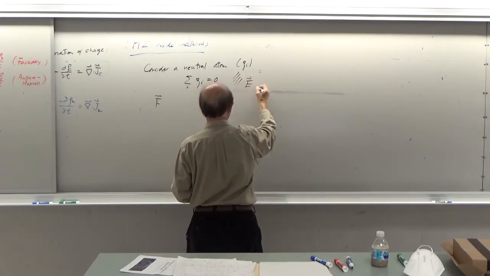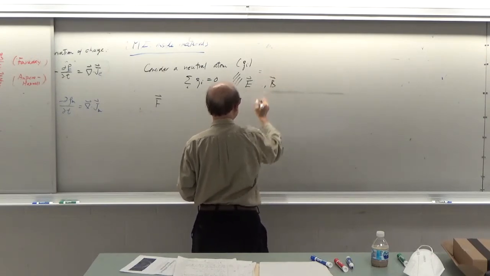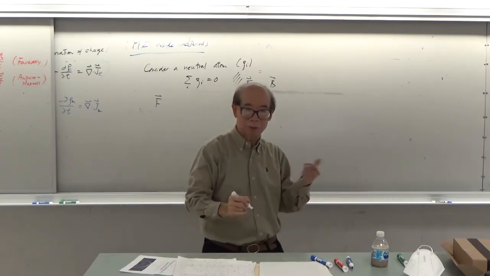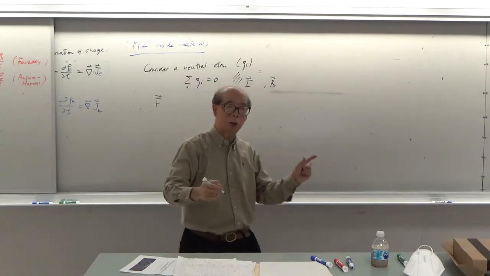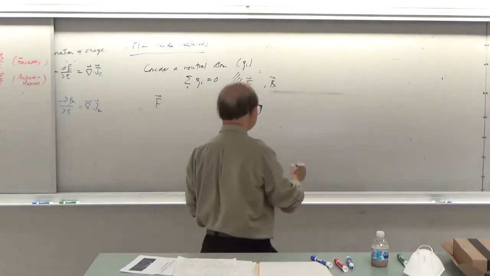electric field E and magnetic field B. And let's consider static fields, not time dependent. And these two fields vary very slowly as a function of position.